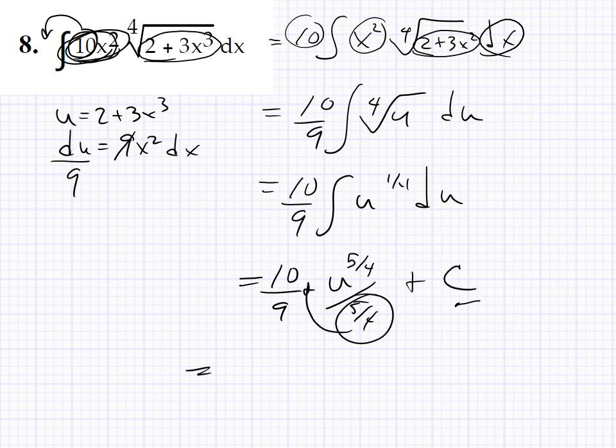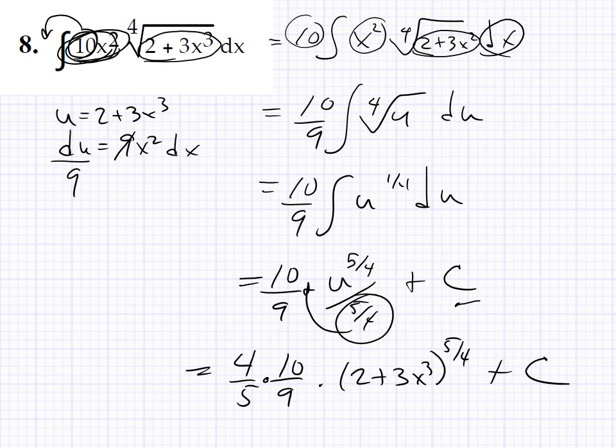Plus c. So I'm going to have 4/5 times 10/9 times u, which was 2 plus 3x cubed, to the 5/4 plus c. Now what I can do here is I can cancel this 5 and this 10. I'm left with a 2. So ultimately I end up with 8 over 9, 2 plus 3x cubed to the 5/4 plus c.